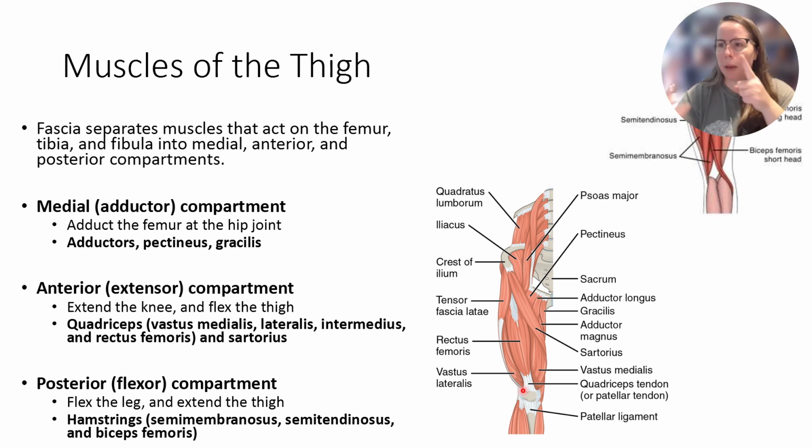Now, if we move to the back, which you really can't see very well because my face is covering it, this is your hamstrings. This is your posterior compartment. And the hamstrings are made of 3 muscles: the semitendinosus, which sits sort of on top on the lateral side, and then you have the semimembranosus, and then you have the biceps femoris. The biceps femoris has 2 heads, a short head and a long head.